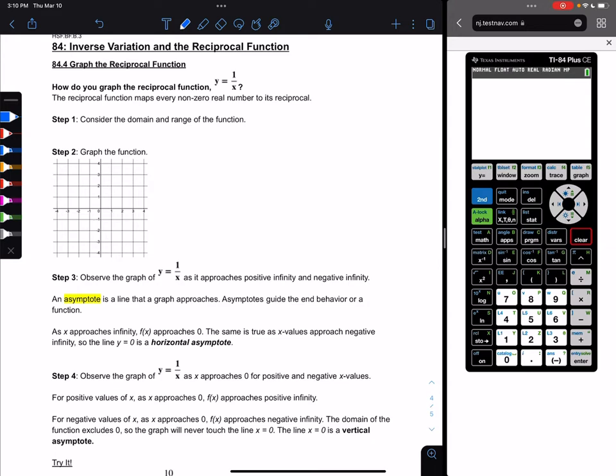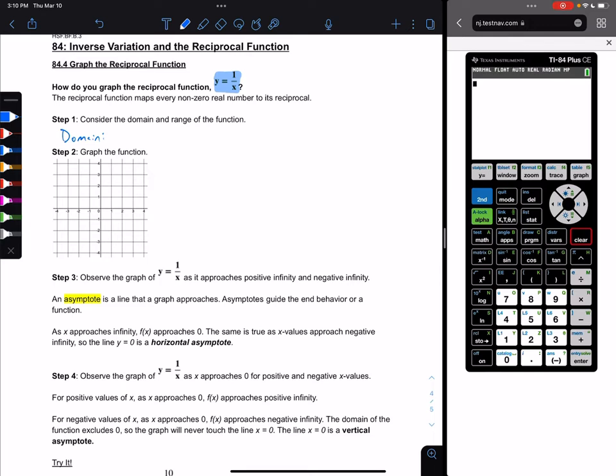All right, so let's start with step 1. A lot of this is already listed for us. We're just going to work through it. So consider the domain and the range of the function. So let's start with the domain. Well, we need to look at our function y equals 1 over x, and we need to ask ourselves, are there any limitations to what x can be?